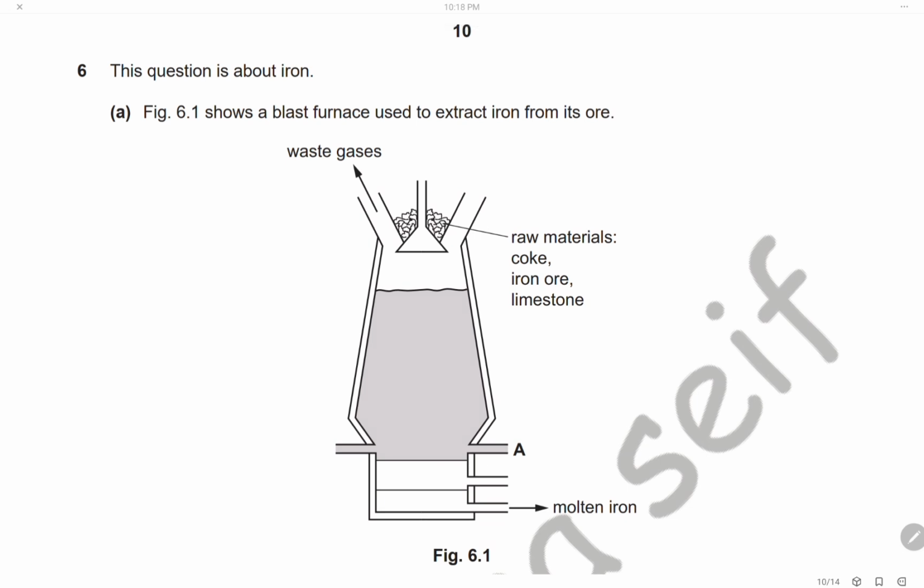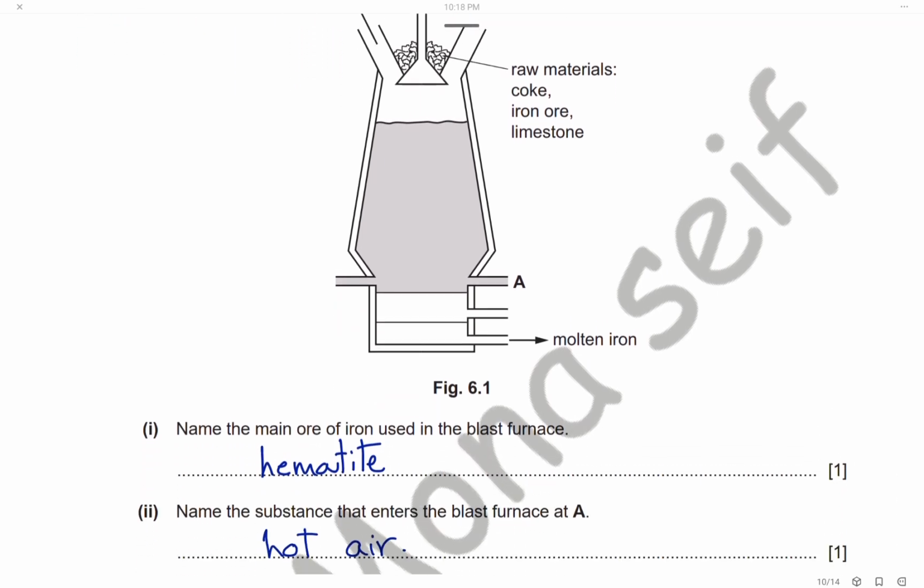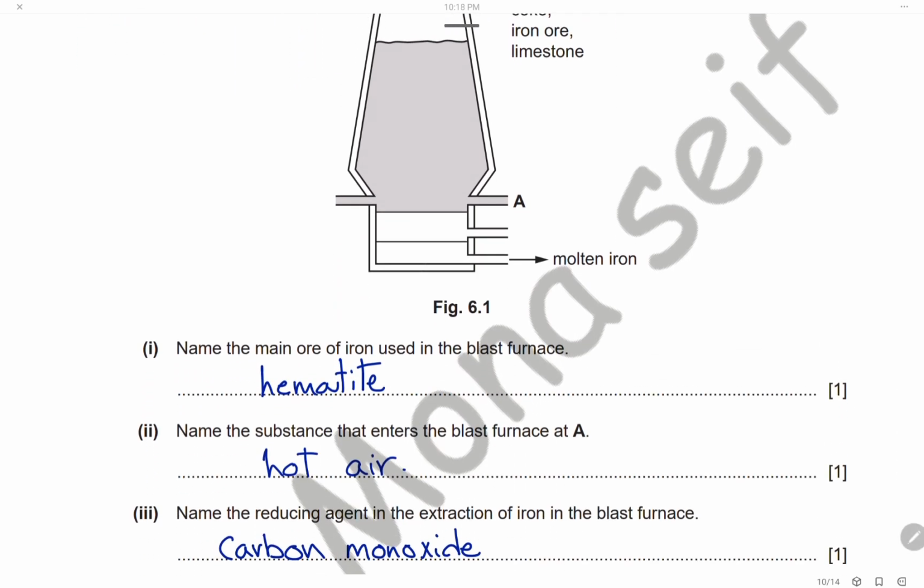This question is about iron. Figure 6.1 shows the blast furnace used to extract iron from its ore. Name the main ore of iron that is used in the blast furnace. The iron ore is hematite. Name the substance that entered the blast furnace at A. Here, hot air is introduced, so the name of the substance is air or hot air.